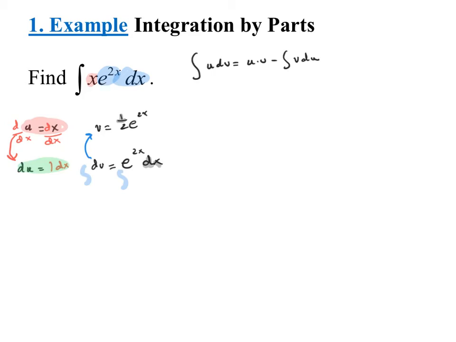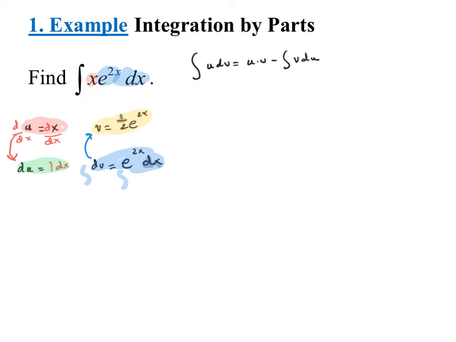So don't worry about that. Okay, so what did we have? We had dv is e to the 2x dx, and then we have this v, and this v here is 1/2 e to the 2x. Again, I got that integration by doing u substitution. Do the side work if necessary for you, okay?